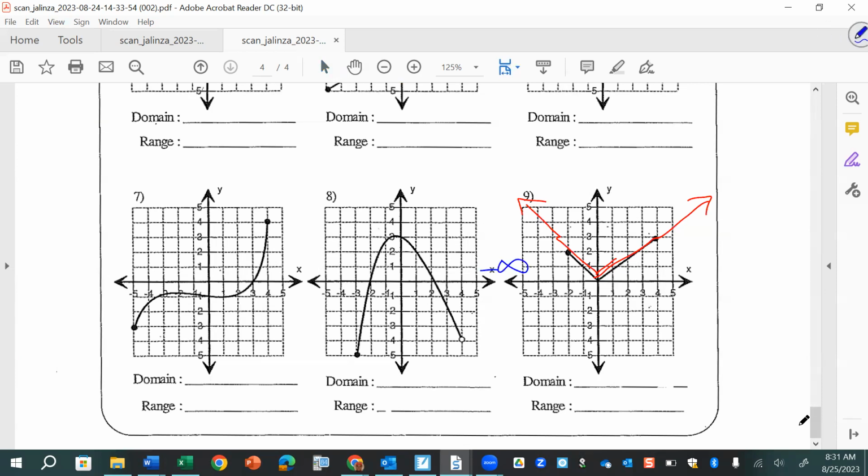So the domain would be all reals, is really what it is. All right. And then how about the range? You do the range.